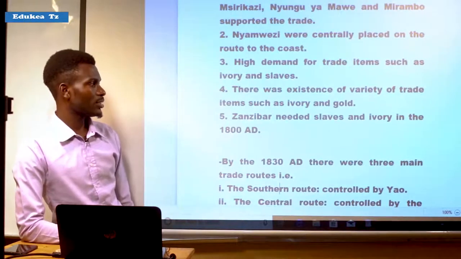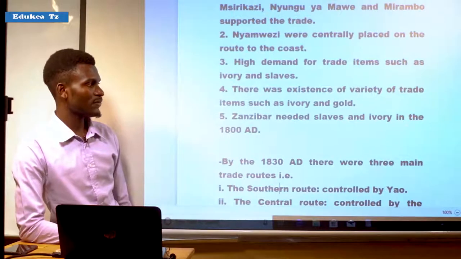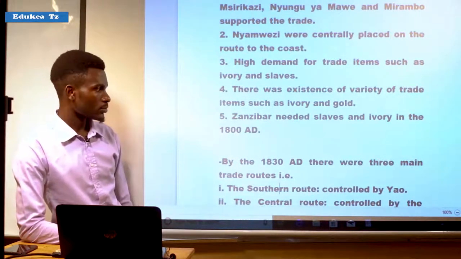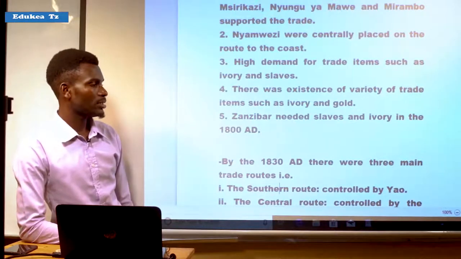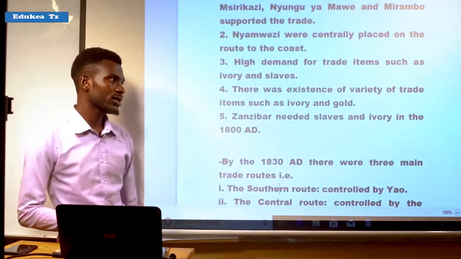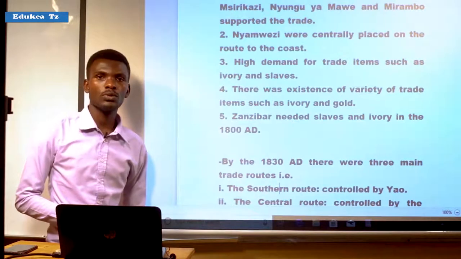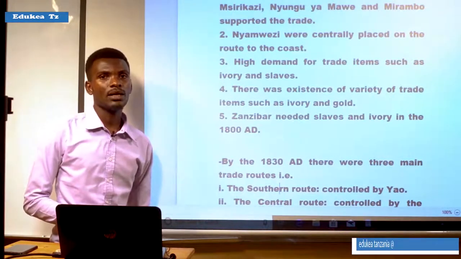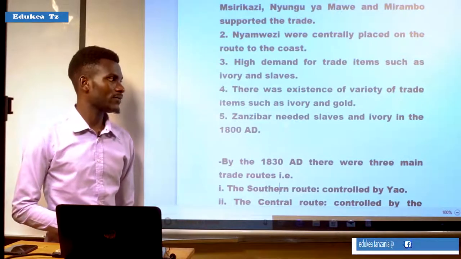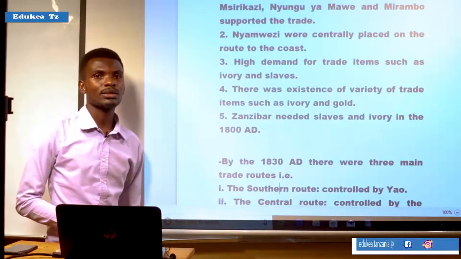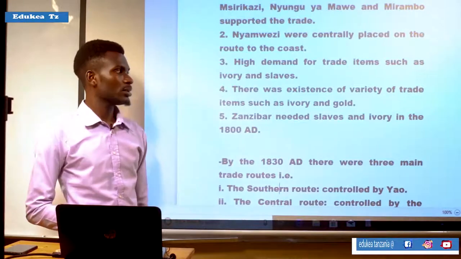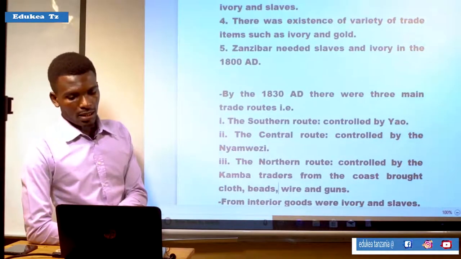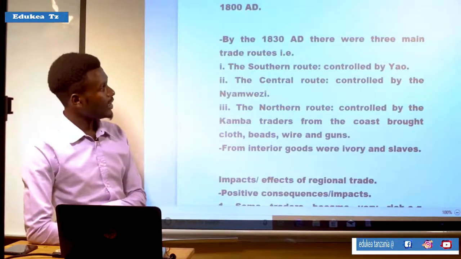The last one: Zanzibar needed slaves and ivory in the 1800s AD, and that made the Nyamwezi succeed because the slaves and ivory provided by the Nyamwezi were highly needed by Zanzibar's domination, and that gave success to the Nyamwezi region.